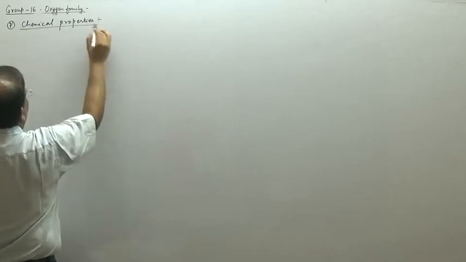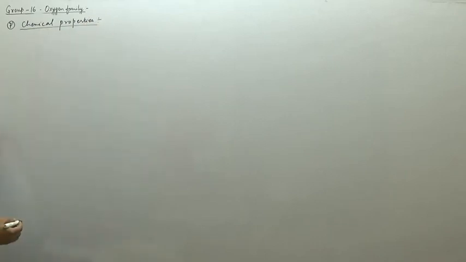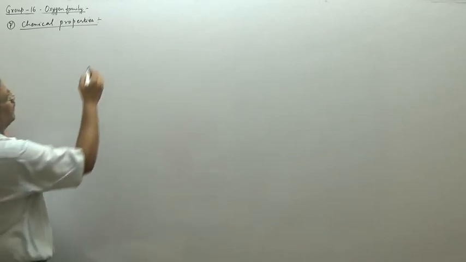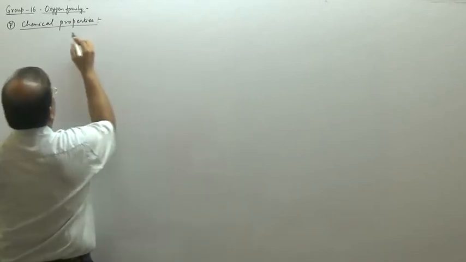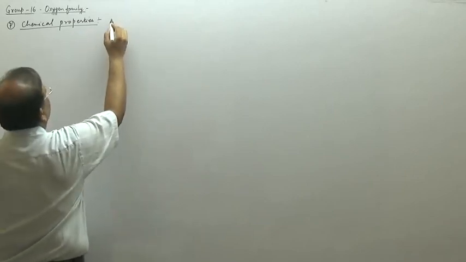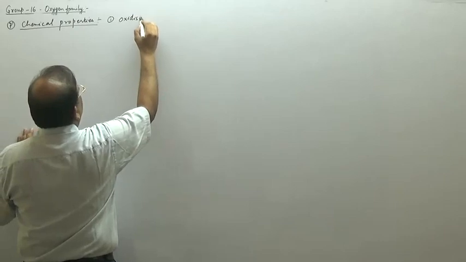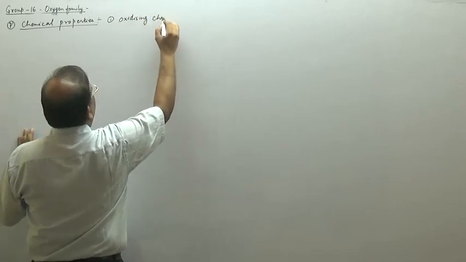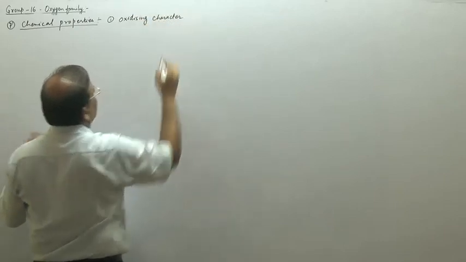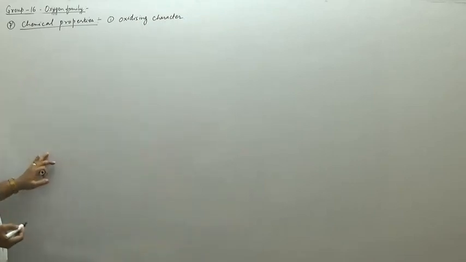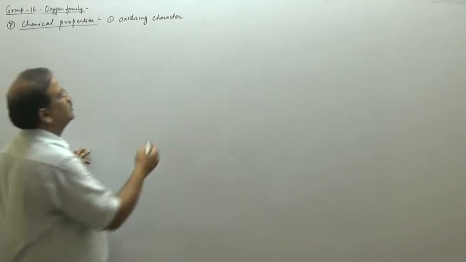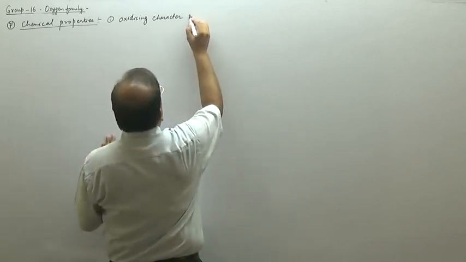Now we can write the reactions of ozone. So we'll write that it is the oxidizing character. First we can discuss the oxidizing character. So the oxidizing character of ozone, if I discuss that, is in presence of acid. Suppose I write like this, that is in presence of acid.